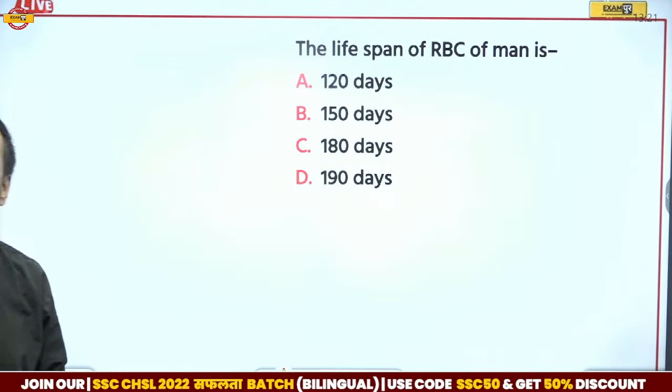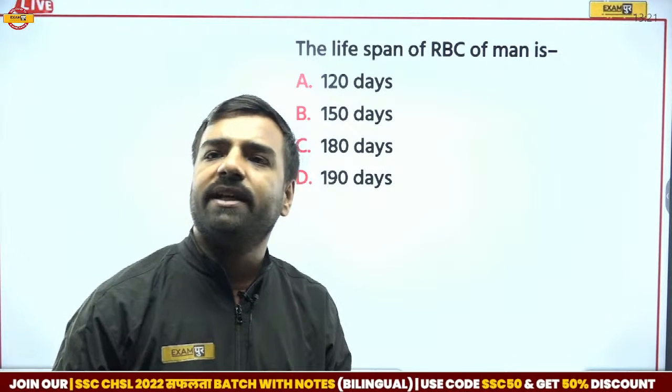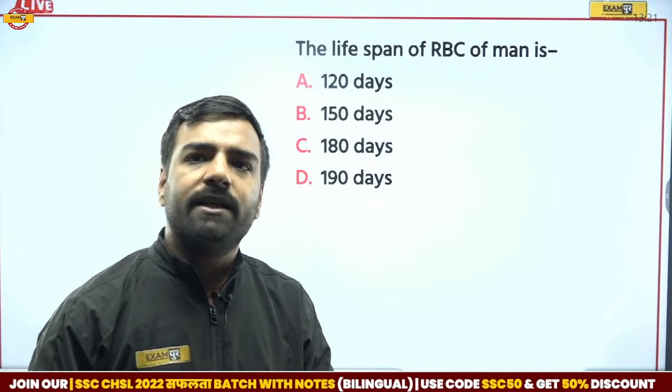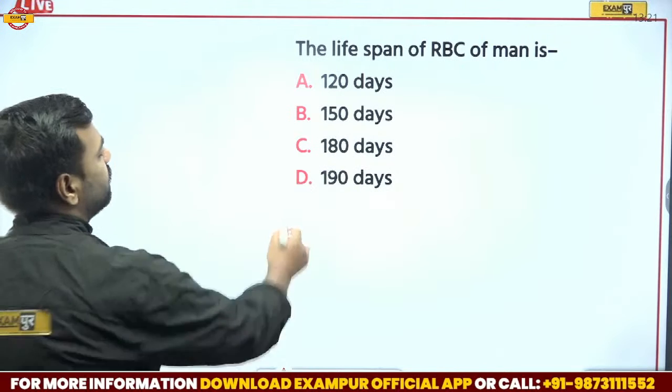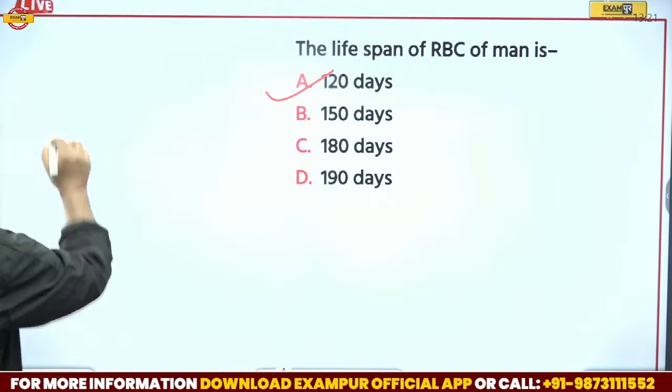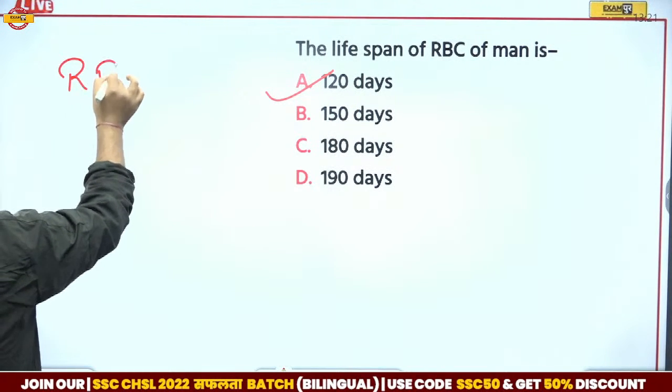Good. So here, Jagdishan has told that it would be 180 days. Kirti is going with A, that is 120 days, and that's totally correct. Now I'll explain this part. You are absolutely correct. See what happens if I talk about RBC.